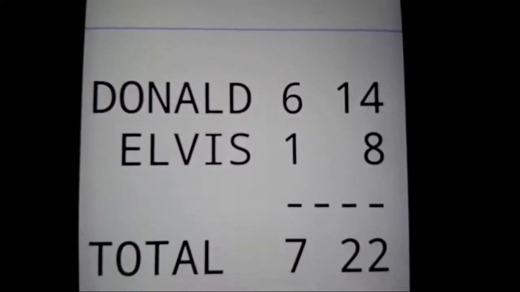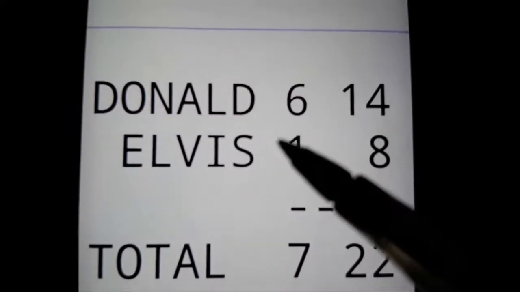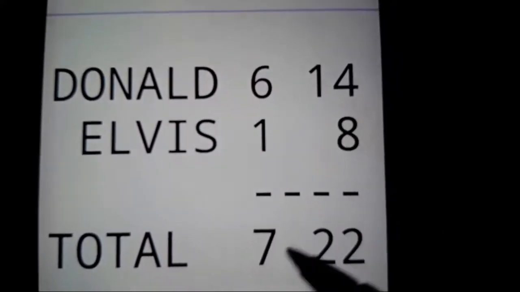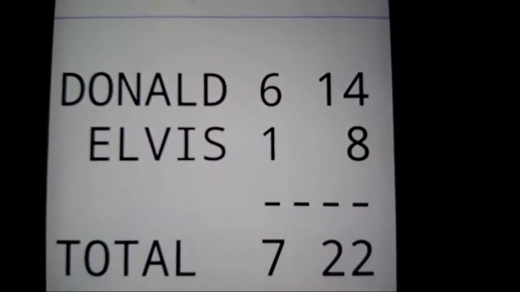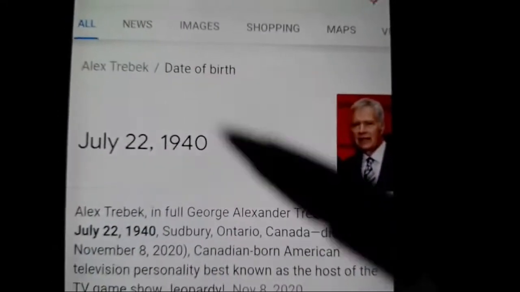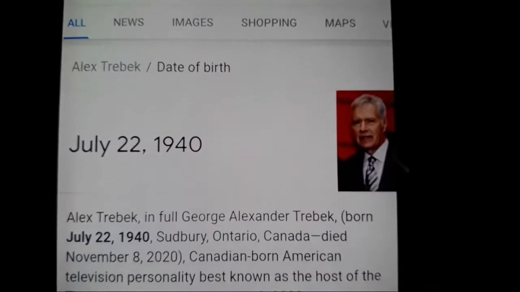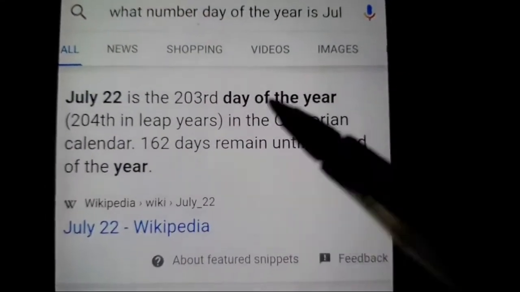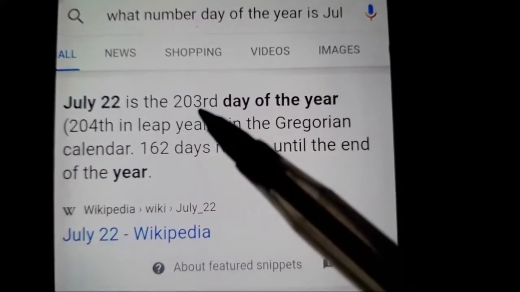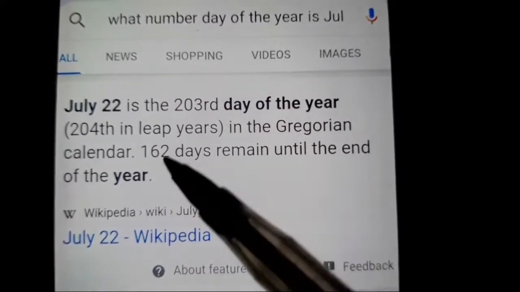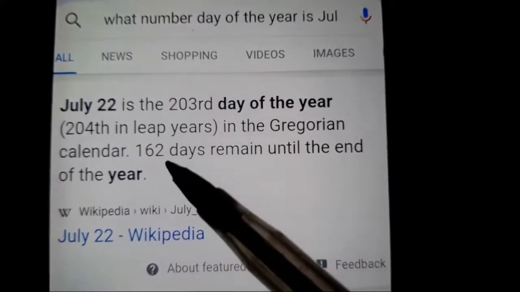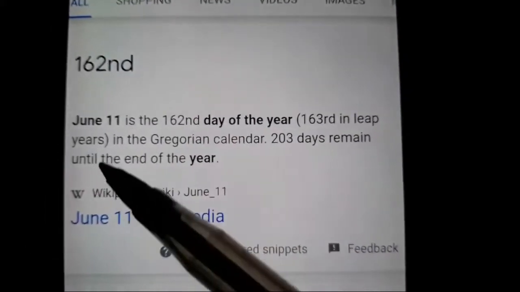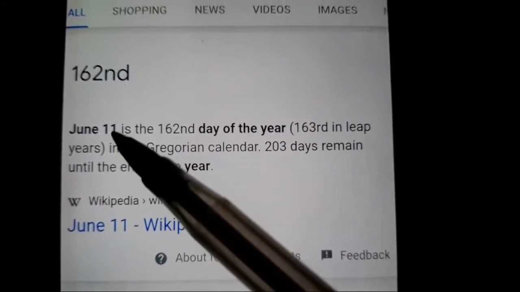And remember, I told you about Donald. His birthday was 6/14. Elvis was 1/8, and it equaled 7/22, the total. And I told you how it connected to Alex Trebek. He's born on 7/22, and the 203rd day is 7/22. Backwards, it's 162 days left. And what is the 162nd day? June 11th, 6/11 again.